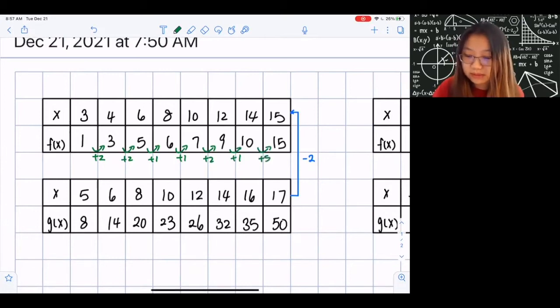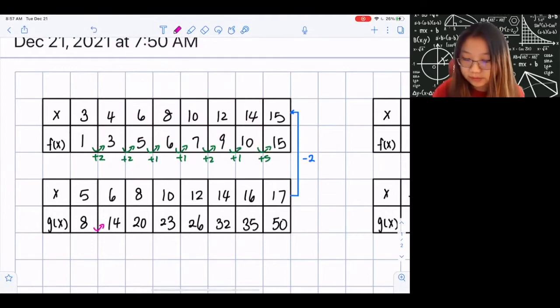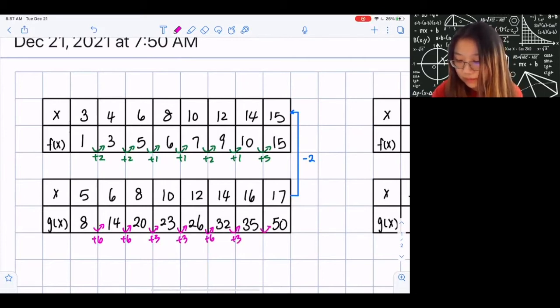And I'm going to make the difference again, so I'm going to put it in a different color. So 8 to 14, I add 6. 14 to 20, add 6. 20 to 23, add 3. Add 3, add 6, add 3, and add 15. So did you observe any patterns between those two sets of differences?